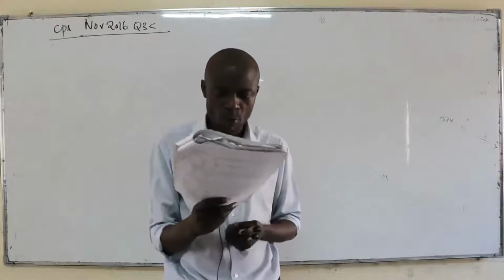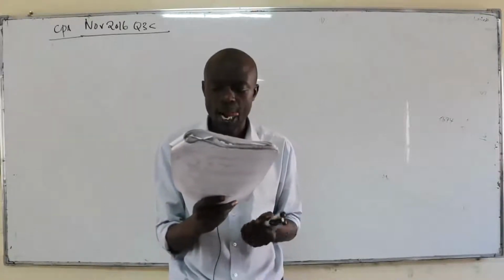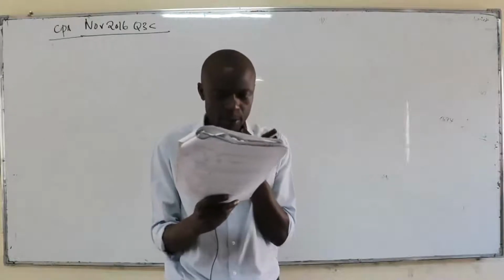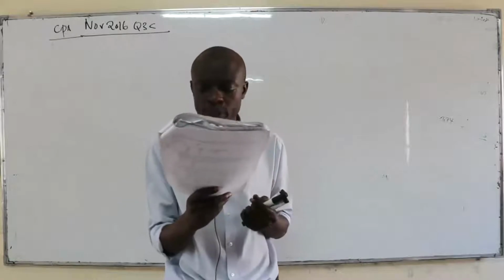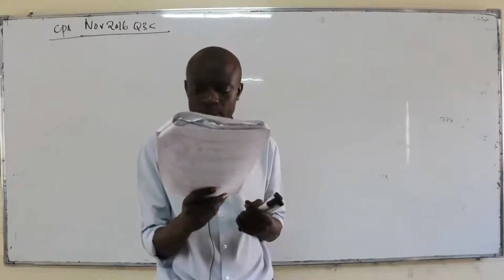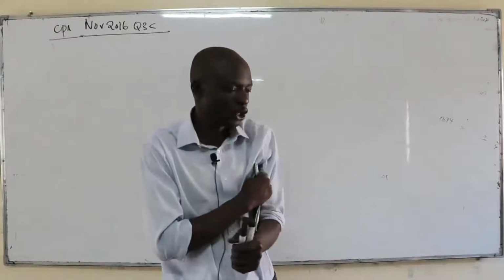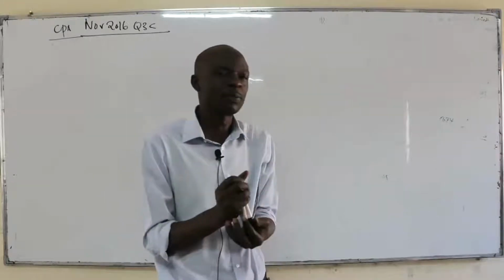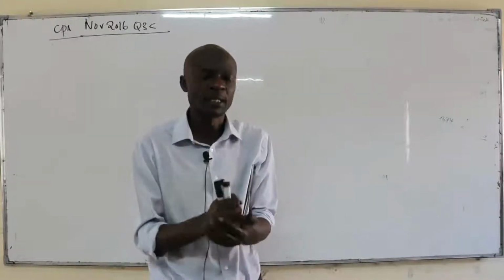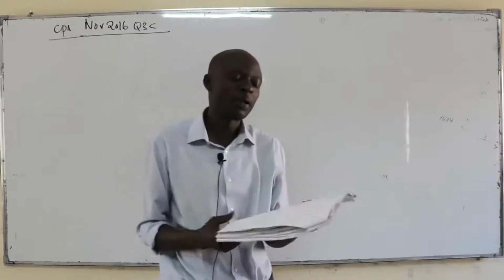Required: one, advise the management on whether to accept the special order under problem 1. And two, evaluate whether the company should continue making component B or buy it from the outside supplier under problem 2. So here we have two kinds of decisions that are supposed to be made. One is whether they should accept a special offer. There's a customer who needs 2,000 units of the product they are making, so they want to make a decision on whether to accept.